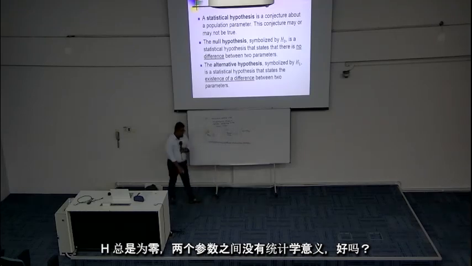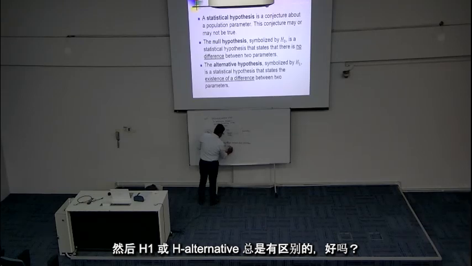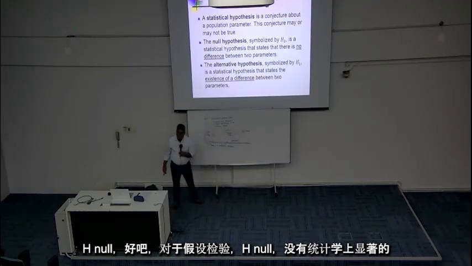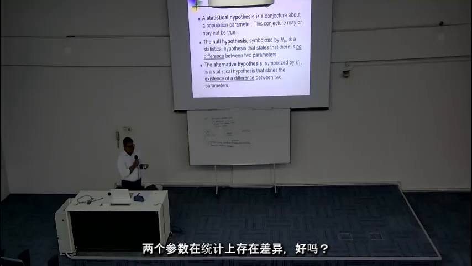Okay, H null always means there is no statistically significant difference between two parameters. And then H1, or H alternative, is always that there is a difference. For hypothesis testing, H null says there is no statistically significant difference between two parameters, but for the H alternative there is a statistically significant difference between two parameters.